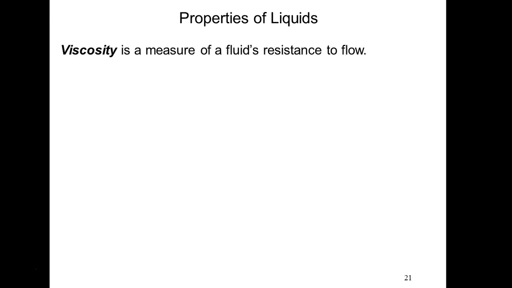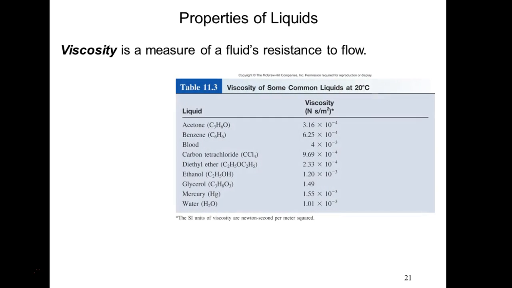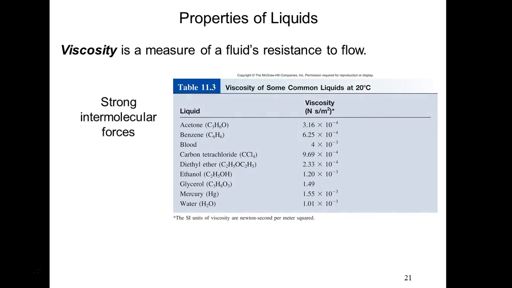Another property we'll be dealing with is viscosity. It's a measure of a fluid's resistance to flow. You can think of a fluid that really wants to attach to itself as being more stubborn to flowing and moving, and something that's less attracted to itself as being less stubborn. Strong intermolecular forces are going to be associated with a high viscosity. Weak intermolecular forces can be associated with a low viscosity.